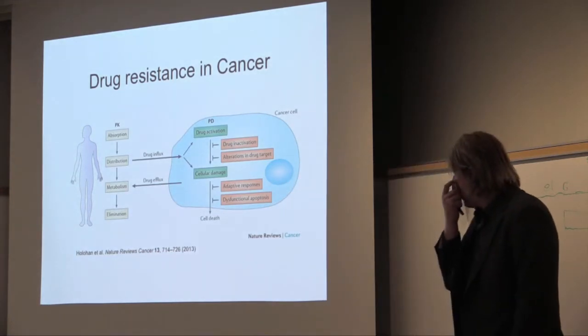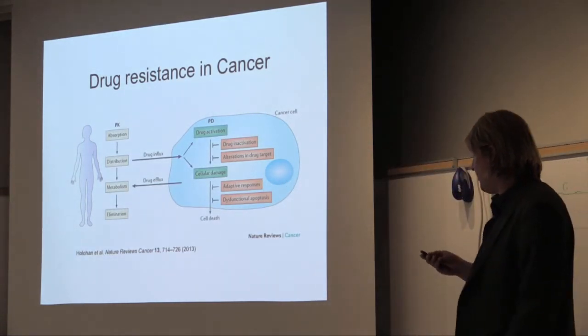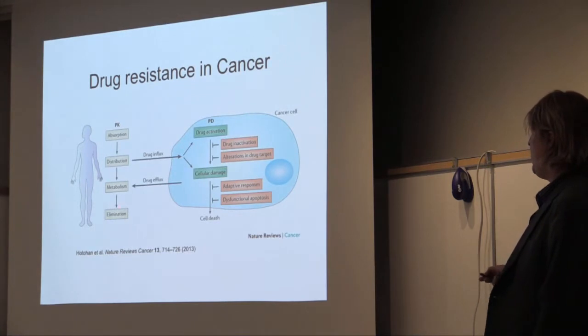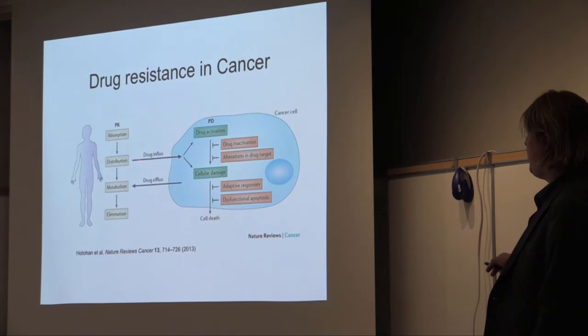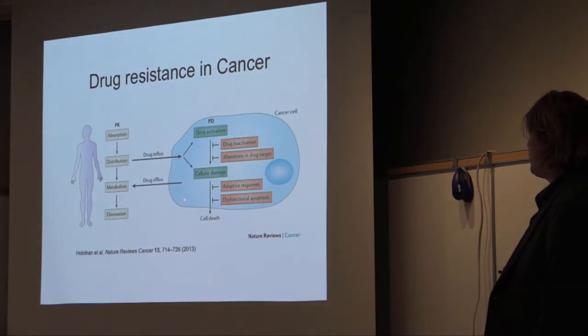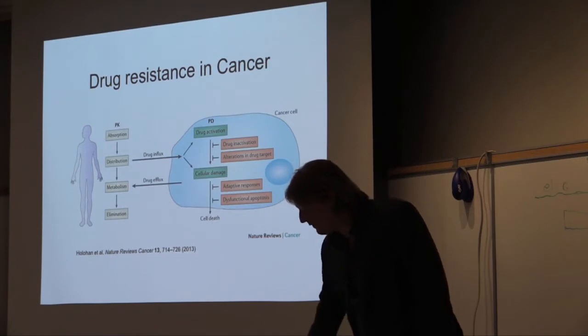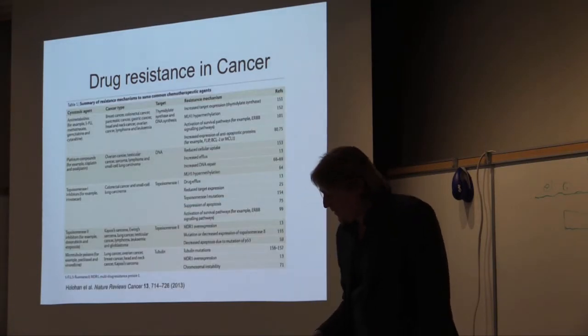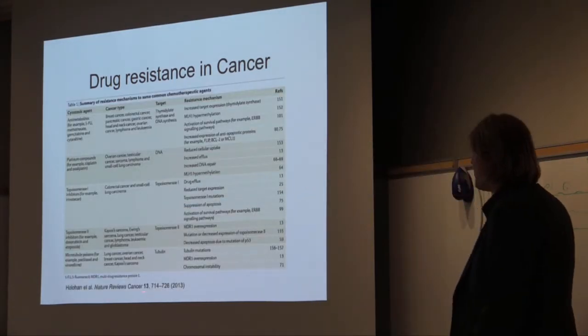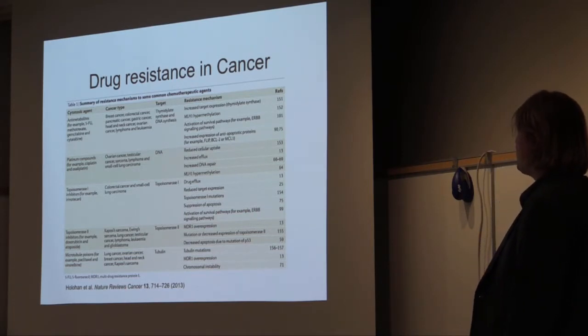All right, so now back to drug resistance in cancer. This is a really complicated problem, of course. There's the whole pharmacokinetics: absorption, distribution, metabolism, elimination. Then if you actually get the drug into cells, there's inactivation, mutation of drug targets, pumping out of cells, and various other types of responses that a cell can have. This is from a recent summary of drug resistance in cancer.